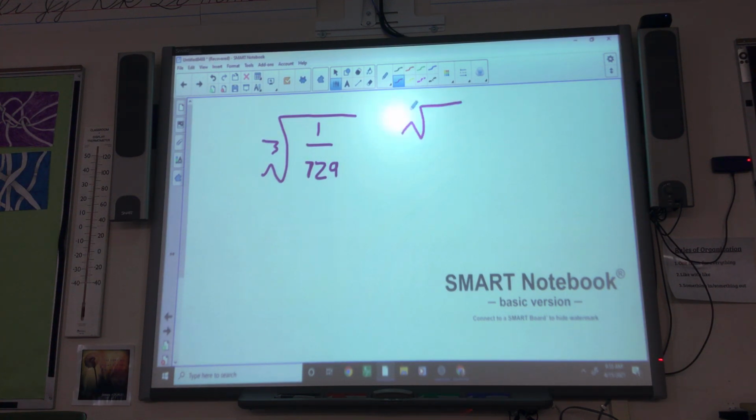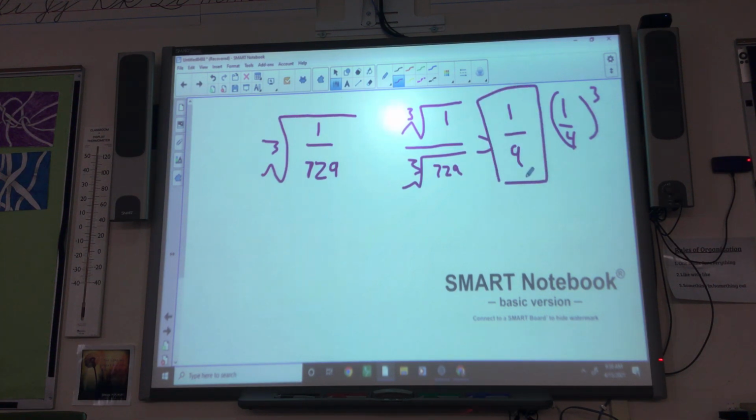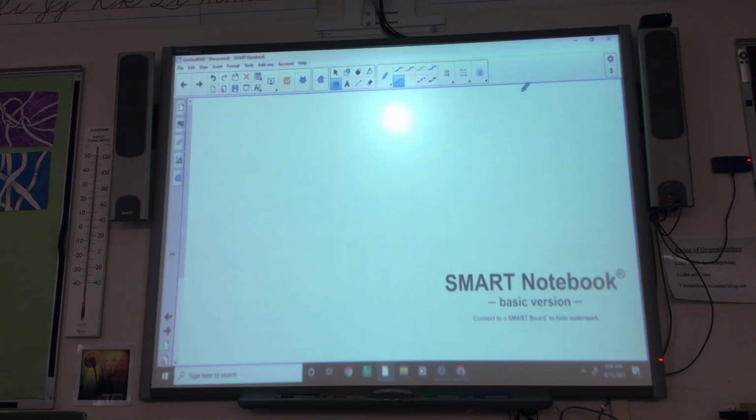Well, you can take cube root and put it over 1. You can take cube root and put it over 729. Just like before when I told you, you've got 1/4 to the 3rd power, you can take that 3 and distribute it to the 3 and to the 4, so it's 1 cubed over 4 cubed. Same thing here. If you've got the cube root of 1 over 729, you can distribute that cube root to the cube root of 1 over the cube root of 729, which gives you 1 over 9. Negatives work out the same way.